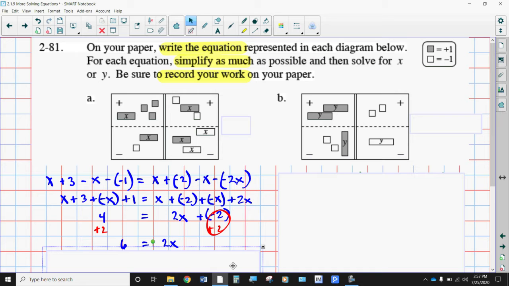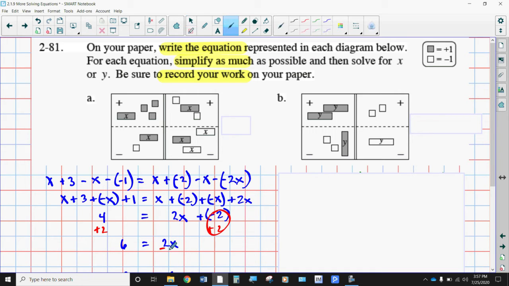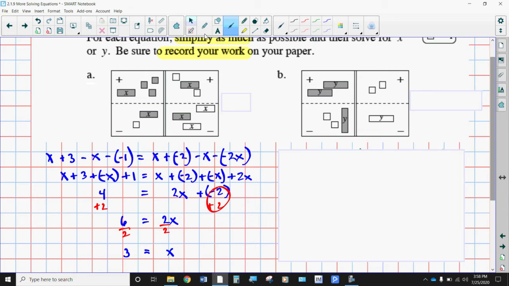And now what number do you multiply times 2 to give you 6 for an answer? It is absolutely 3, and you can show that work by whatever you do to one side, do the same thing to the other. If you take 2 divided by 2 to give you 1x, you got to take 6 divided by 2 to give you the 3. So our solution here is x equals 3.